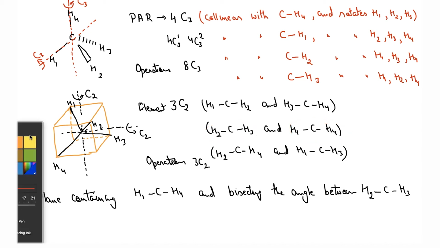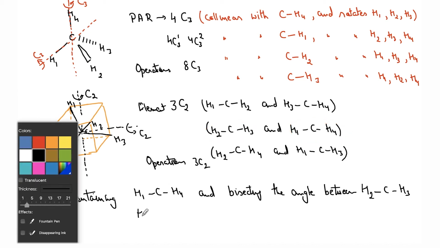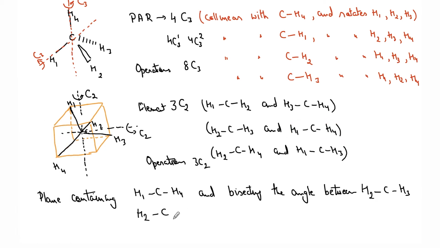So let me mention that. The second plane will be containing the H2 C H3 angle and bisecting the H1 C H4 angle, right? Same way, if we list down all 6 angles, there would be 6 sigmas present, and these will be called dihedral planes because these are bisecting the angles. So 6 sigma d's will be present in this molecule. We are only listing down the symmetry planes and proper axes of rotation in different molecules. So this is for the tetrahedral molecule.